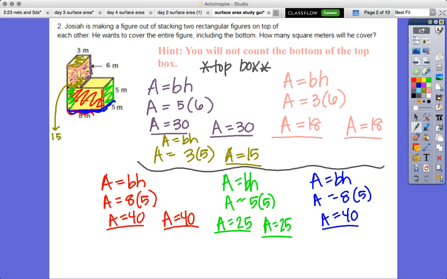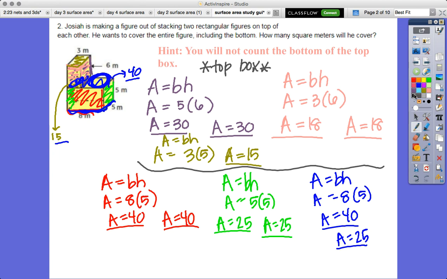Now I also know that this whole top is going to have an area of 40. However, we're just trying to find the square meters that's going to be covered with wrapping paper. So I think we can agree that this piece that is sitting under this box is not going to be covered with wrapping paper. So we only need to cover this section right here. And to find out how many square meters that is, we're going to say 40 minus 15, and that gives me an area of 25.